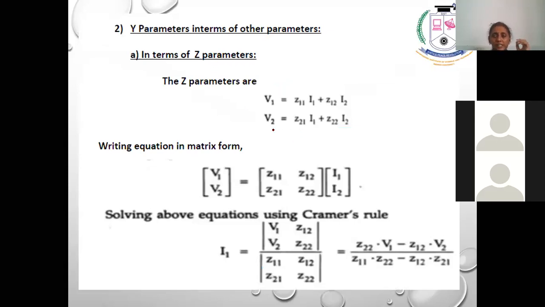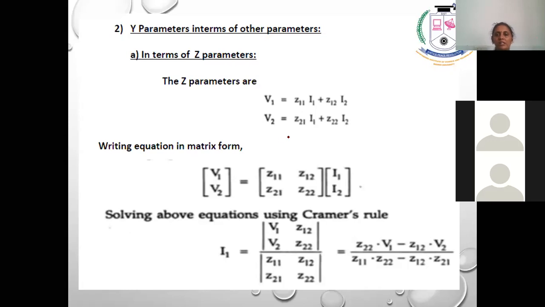Now, Z to Y and Y to Z alone we will be doing like this. We will find out the del 1 matrix value, and then we will compare the equations. For all other conversions, we will take the equation, rearrange it, and then compare. This putting del 1 by del, del 2 by del will be done only when we are converting Z parameter to Y parameter or Y parameter to Z parameter. All others, we will just be rearranging or substituting the equation and then finding the answer.